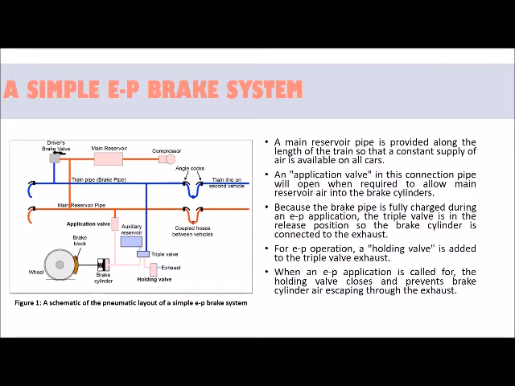The triple valve is in the release position, so the brake cylinder is connected to the exhaust. For EP operation, a holding valve is added to the triple valve exhaust. When an EP application is called for, the holding valve closes and prevents brake cylinder air escaping through the exhaust.